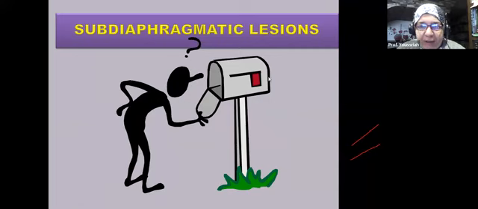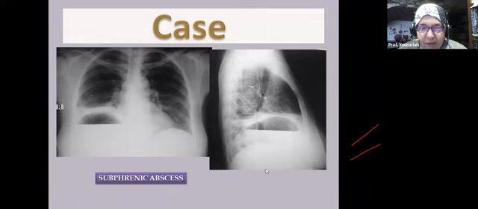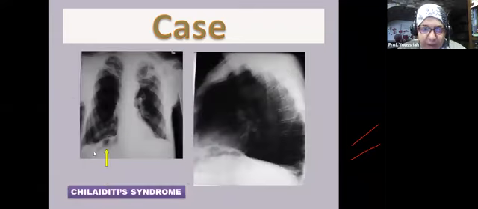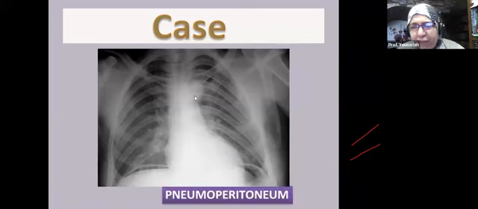Then subdiaphragmatic lesions. As we said, in the normal, we see the upper surface of the cupula because there is air above. We don't see the lower surface because there is no air below. When there is air below the cupula, we start to see it. This air can take the shape of an air fluid level, as in this case. So this is a subphrenic abscess on the right side. It can take the shape of haustra of the colon in case of Chilaiditi syndrome, and it can be curvilinear, as in this case, which is a case of pneumoperitoneum. Pneumoperitoneum suggests we have a ruptured viscus, usually a duodenal ulcer that has ruptured.